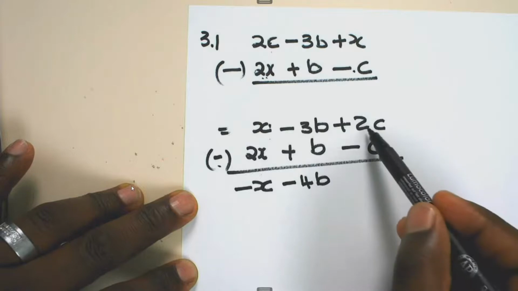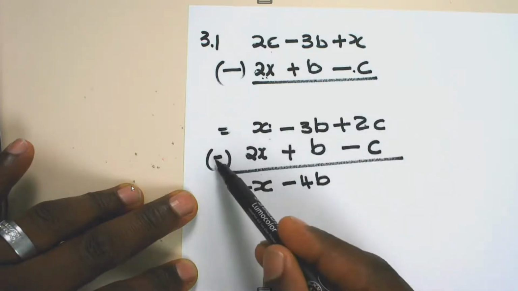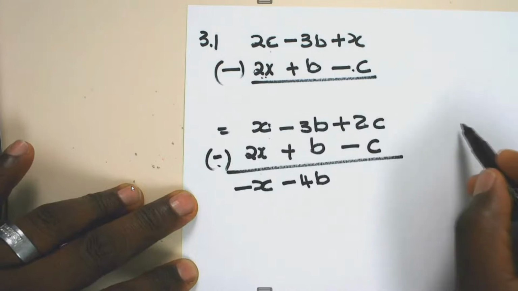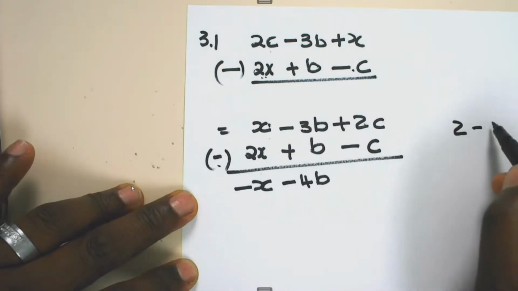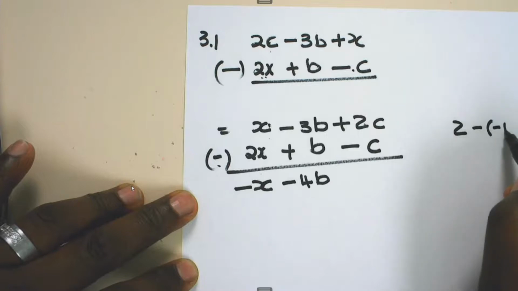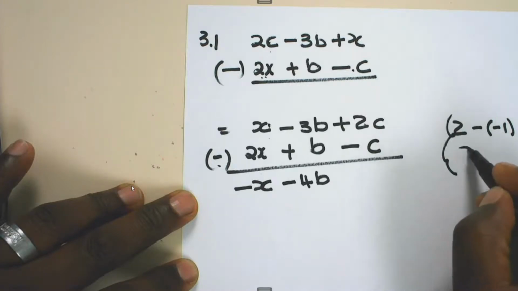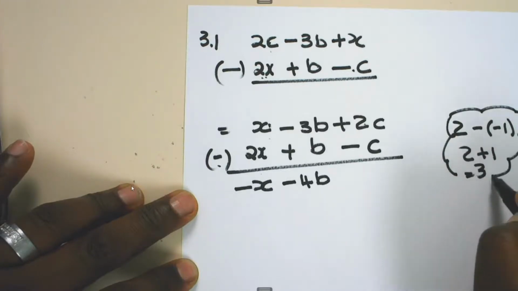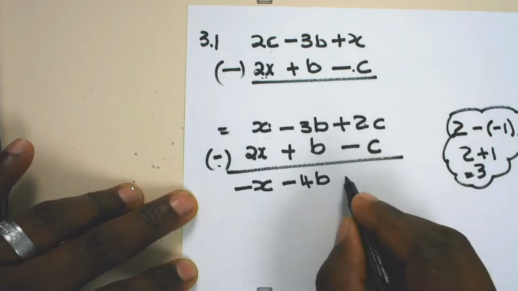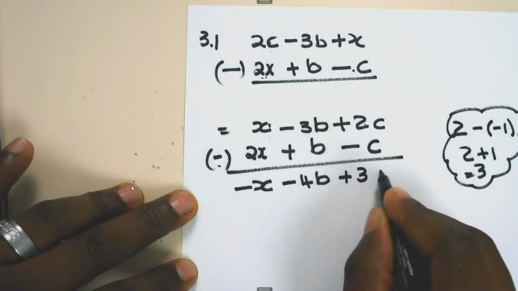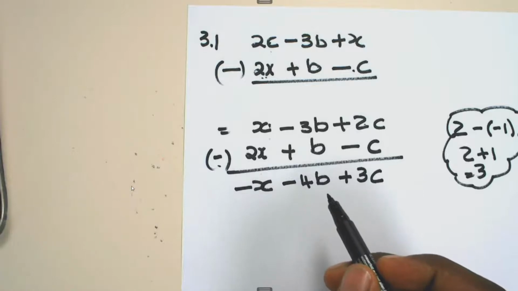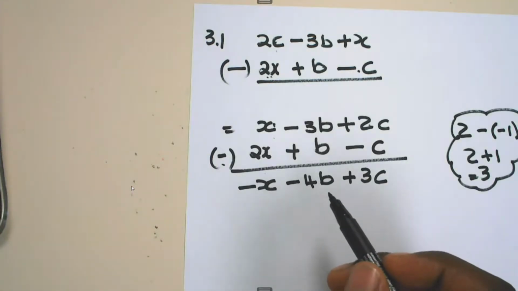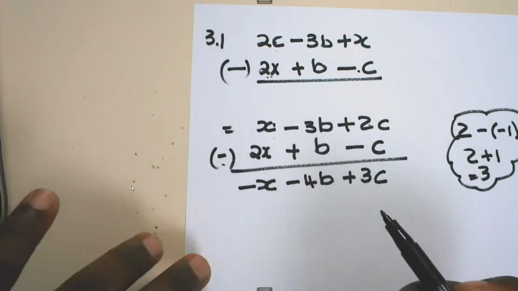And then look at this one. It's going to be 2c minus negative c. This will be the same as 2 plus 1, which is positive 3. Can you see? You must actually remember your integers very well. This is going to be positive 3c. Is that fine? All right.